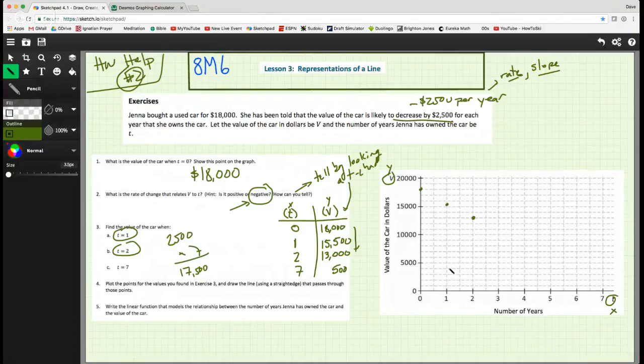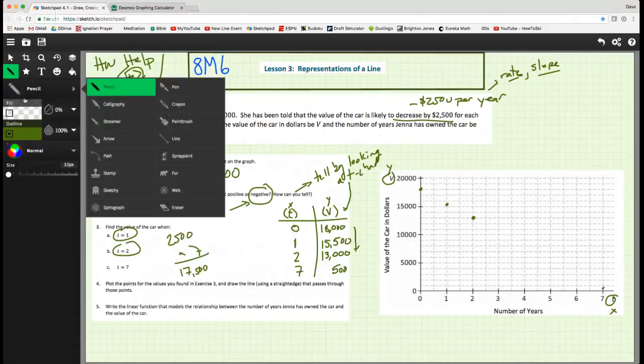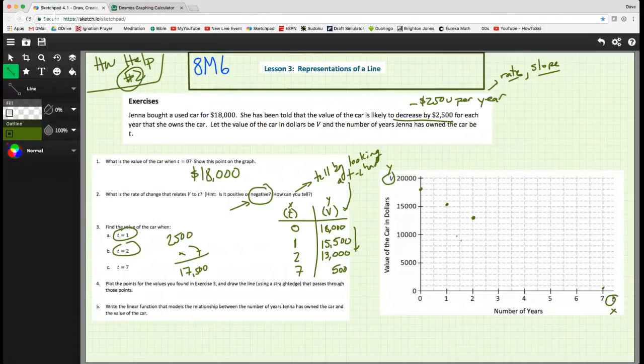So let's see. That would be 1, 2, 3. That'd be like right down here. So now let's just plot the points and then draw the line using our straight edge.